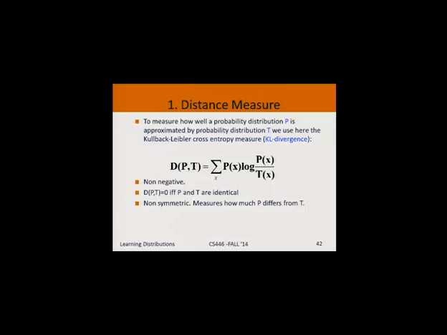So the distance between two probability distributions P and T is going to be the sum over all data points. These are discrete probability distributions that I'm assuming here. P of x log P of x over T of x. Right? So it's called KL divergence, and it's non-symmetric, right? You can see that really it measures how much P differs from T. It's non-negative, easy to see. Also, easy to see that the KL divergence of P comma T is 0 if and only if P and T are identical. And that's enough.